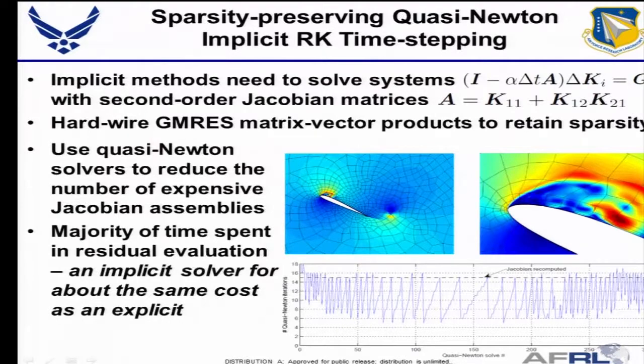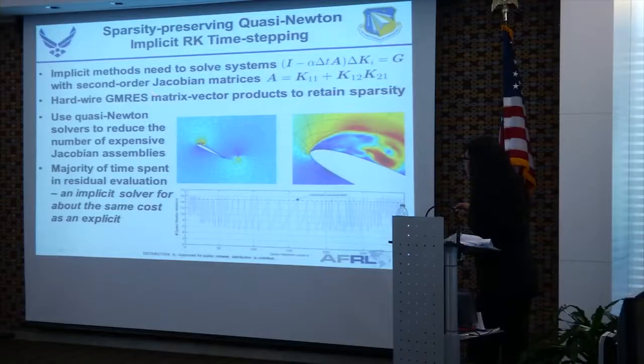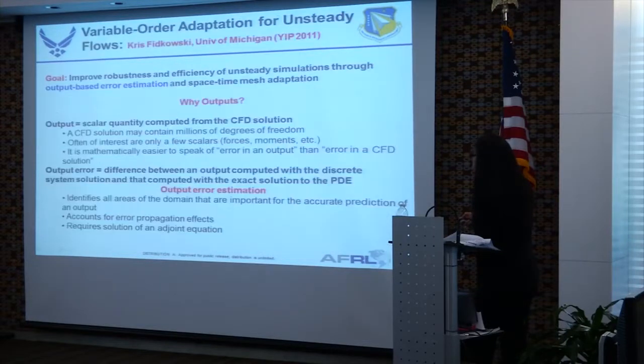GMRES basically is an iterative method for solving linear systems. And he's found out that as long as he can use the quasi-Newton solves, he can reduce the number of expensive Jacobian assemblies. And in this case, the cost of his implicit solve is going to be the same as an explicit, which is great because his implicit solver is much more accurate.